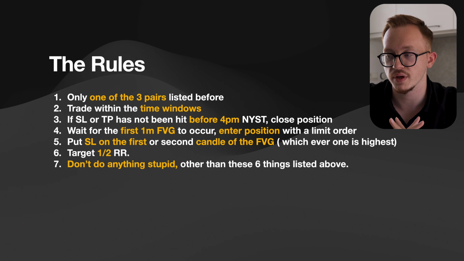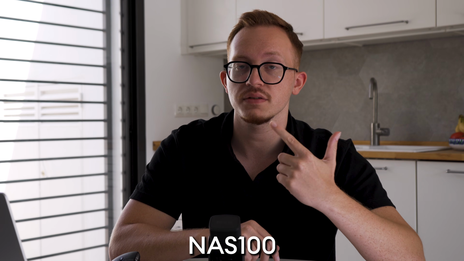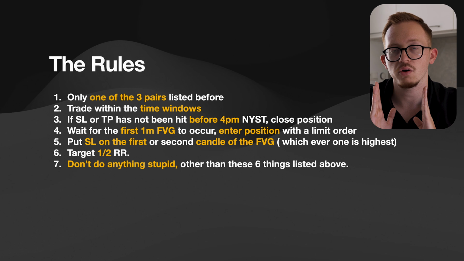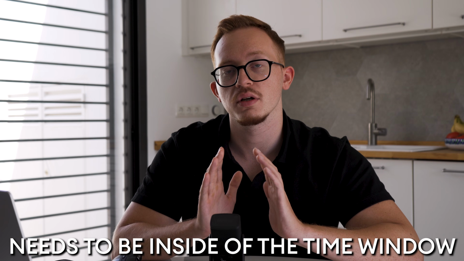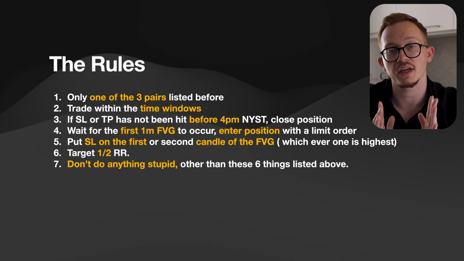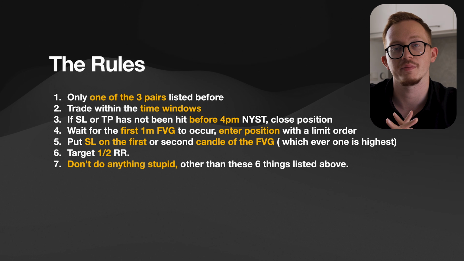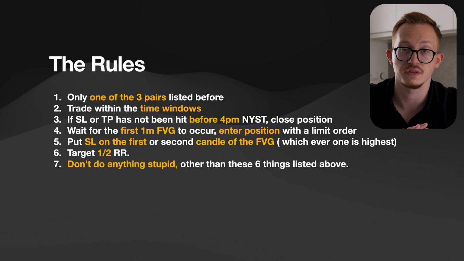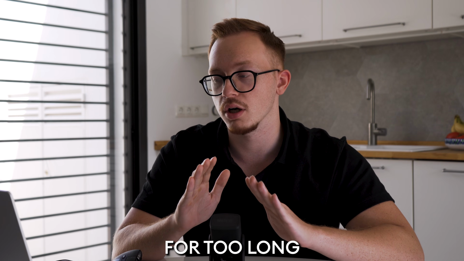Then the rules, very important. First of all, we're only going to trade one of the 3 pairs, so NAS100, EURUSD or GBPUSD. Then I only want you to trade within the time windows. Very important, the entry needs to be inside of the time window, not the exit. Then, if your stop loss or your take profit has not been hit before 4 p.m. New York Standard Time, I want you to close your position, right? Silver bullet is more of a scalping strategy and is in and out. So I don't want you to stay inside of a trade for too long. And basically after this time, market will be dead anyway and there will be no volatility for us to get a decent trade. So better off to just close it at 4 p.m.